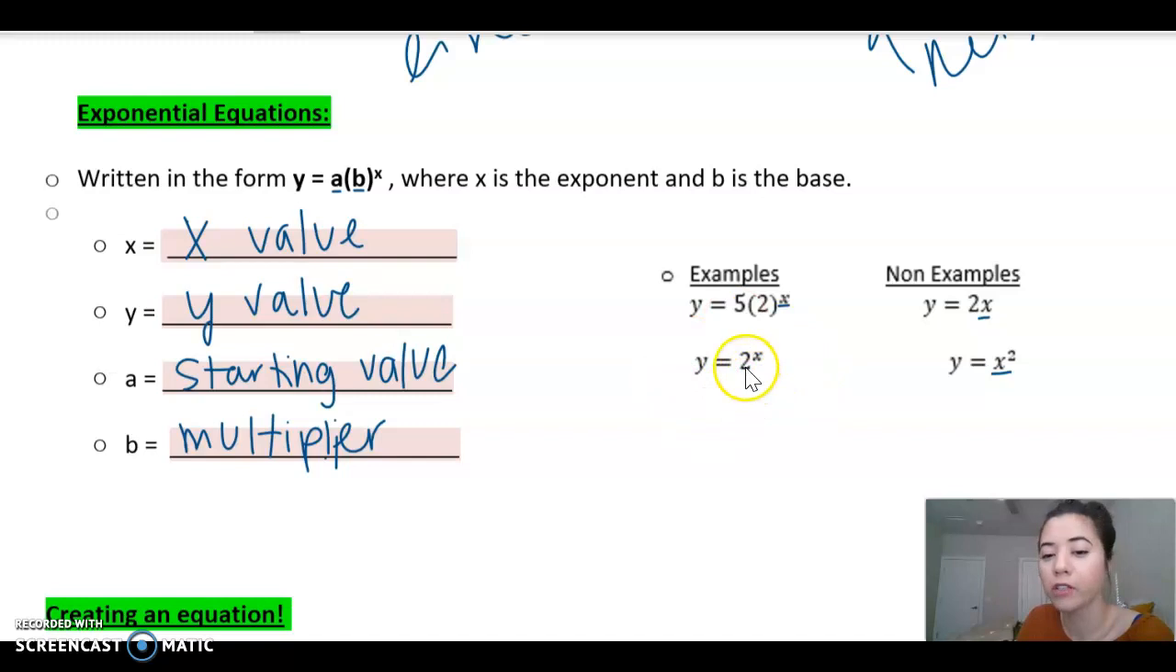And then this one over here is also exponential because, again, x is in my exponent, 2 is the base, so 2 is the multiplier. And then there's nothing there for the starting value. Remember, that just means it's 1.